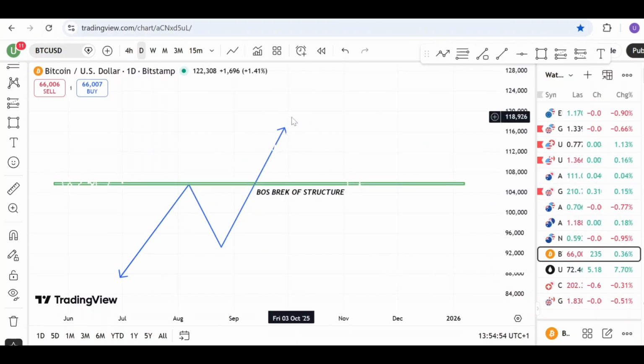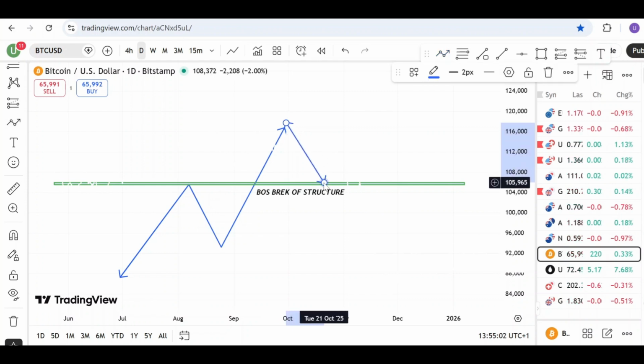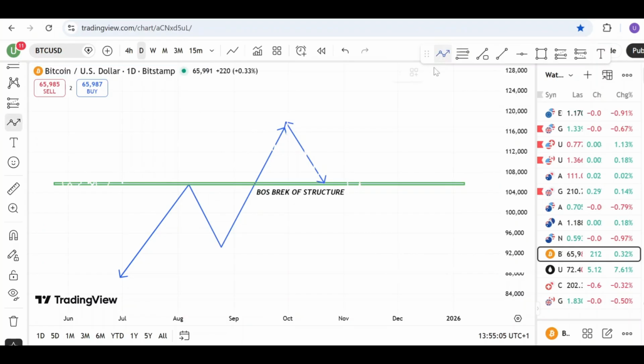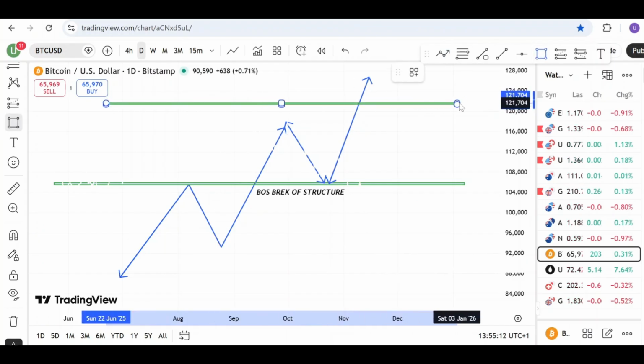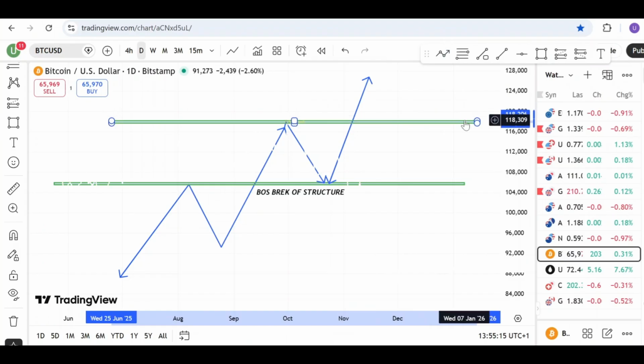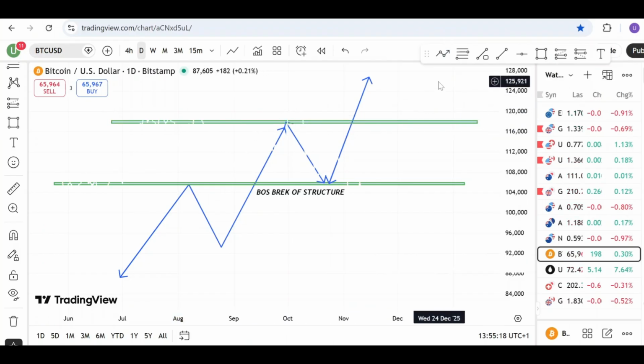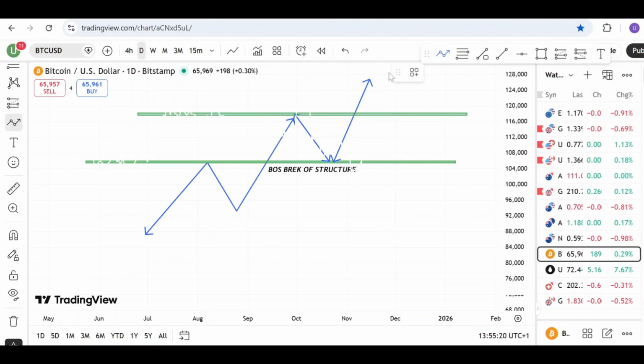After forming this break of structure, we sit tight and wait for the market to return back here, and then we wait for the continuation. After breaking this high created, we still sit tight and wait for the pullback here again, and then we enter for this continuation.